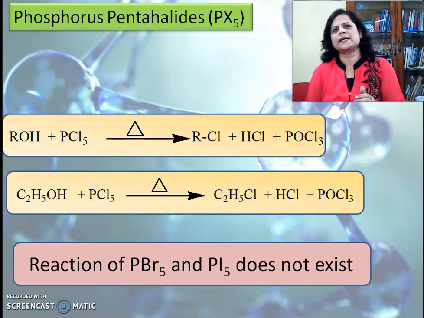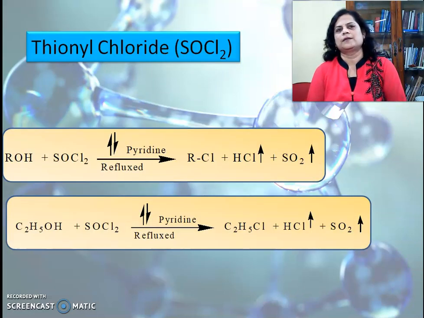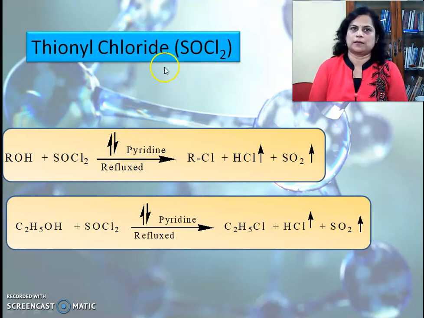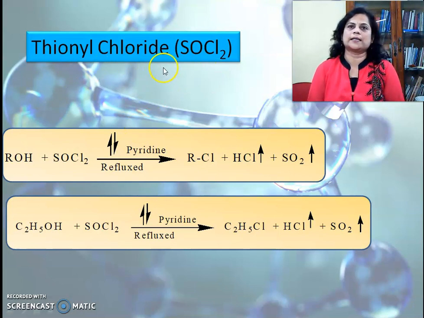So all these reactions are of alcohols with phosphorus trihalides and pentahalides. The next reaction is alcohol with thionyl chloride, that is SOCl2. So when alcohols react with thionyl chloride, the reaction takes place in presence of pyridine and in reflux condition. Now see that sign which you have to give, that sign is for the reflux condition. So what are the products? Alkyl chloride, HCl and SO2.